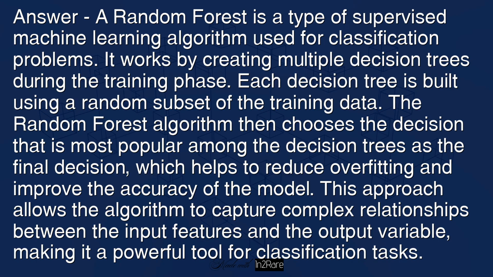The random forest algorithm then chooses the decision that is most popular among the decision trees as the final decision, which helps to reduce overfitting and improve the accuracy of the model. This approach allows the algorithm to capture complex relationships between the input features and the output variable, making it a powerful tool for classification tasks.